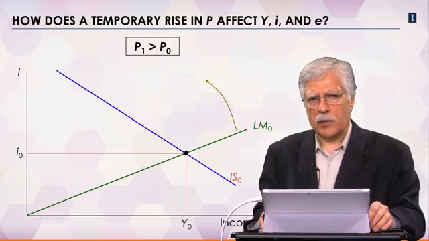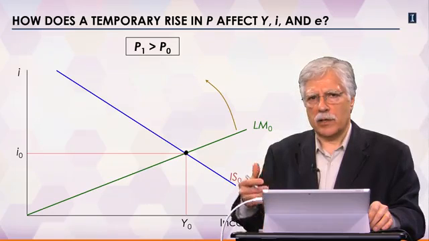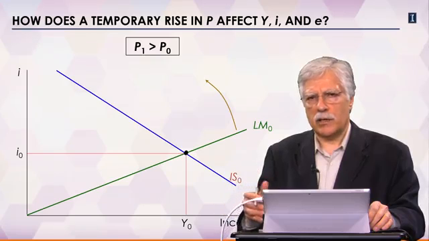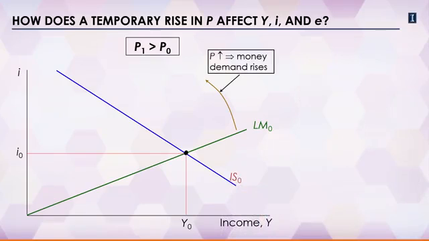As far as the LM curve is concerned, when prices go up, people need more money for their expenditures, for their transactions, and as a result, they're going to demand more money, they're going to send interest rates higher at every income level. This causes the LM curve to rotate upward, go to the position LM1.